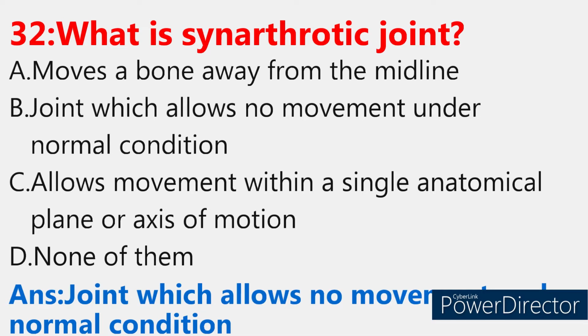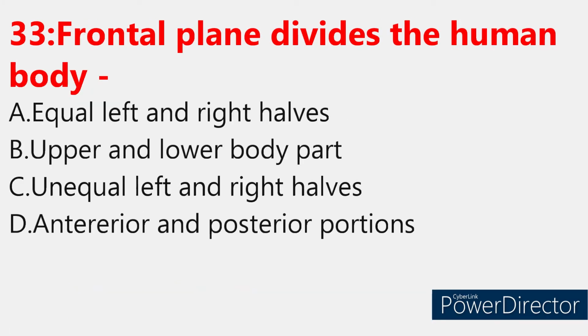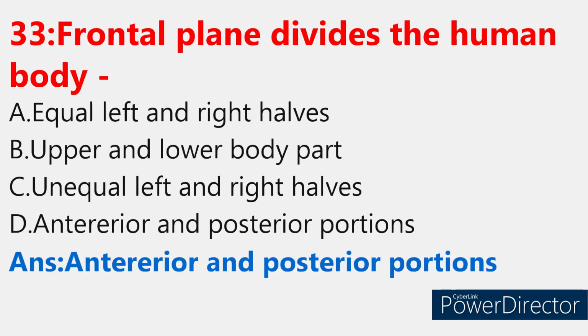Next question. Frontal plane divides the human body. Option A, equal left and right halves. Option B, upper and lower body part. Option C, unequal left and right halves. Option D, anterior and posterior portions. Correct answer is option D, anterior and posterior portions.